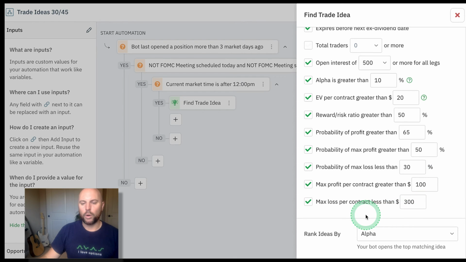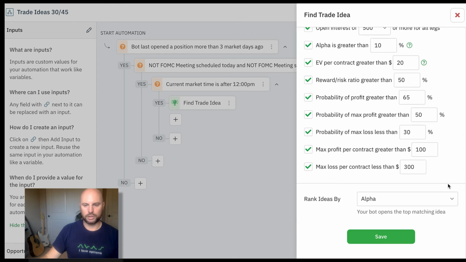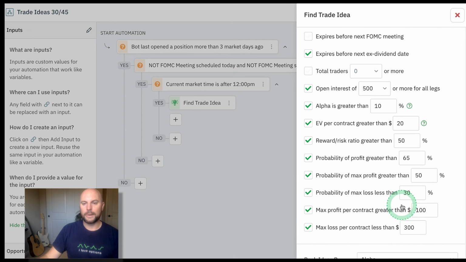I want to keep my max loss at less than 300. I want to make sure that I'm getting at least 100. That helps build out my reward-risk pretty well there. And then I just rank them all by alpha. And that's really all it's doing.